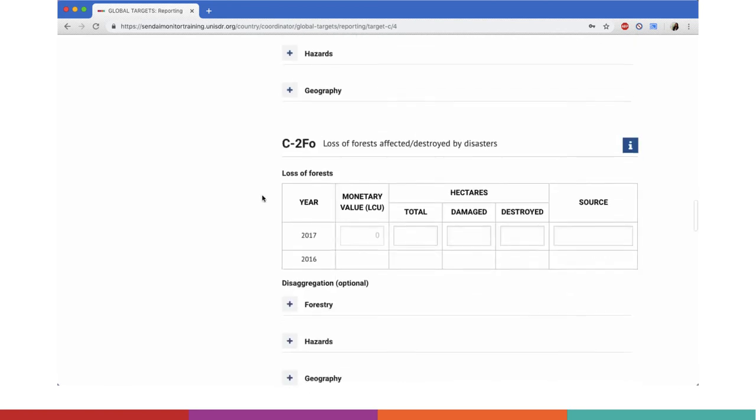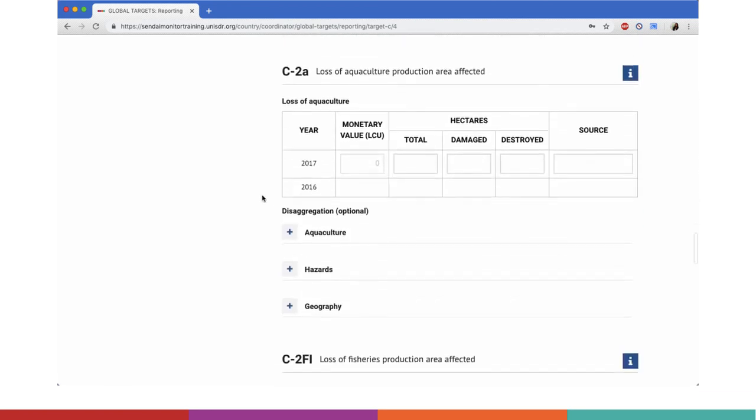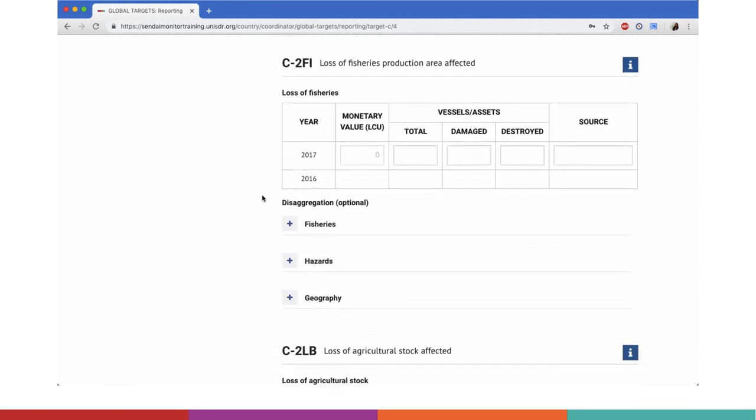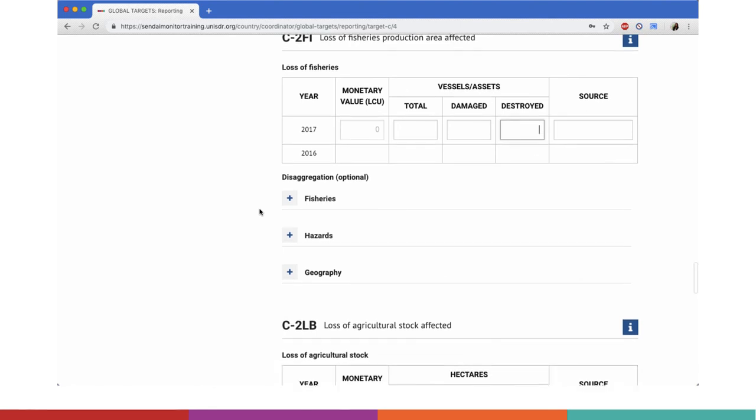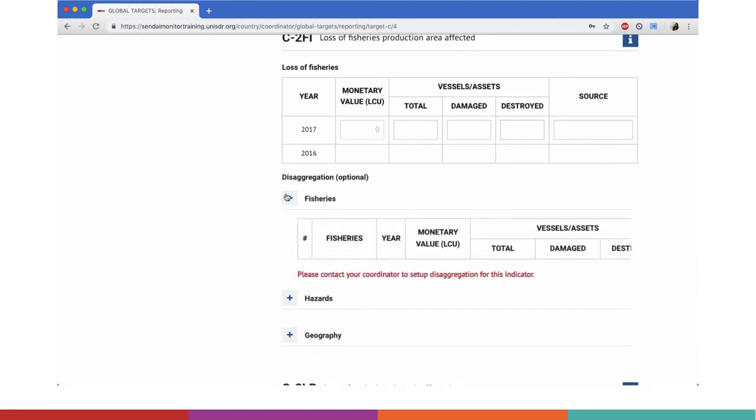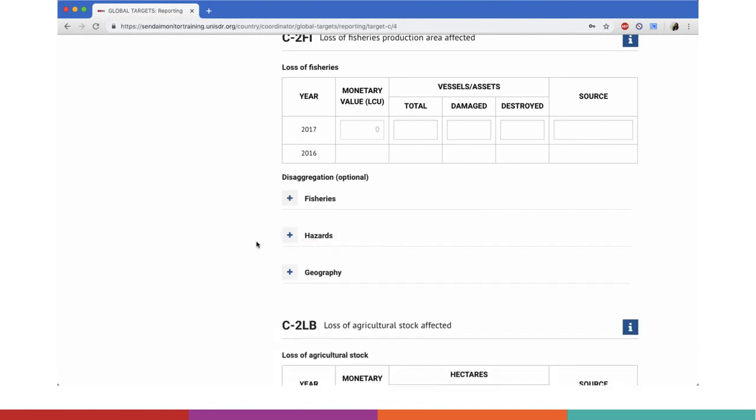Reporting for subsectors forestry, aquaculture, and fisheries follows the same manner of reporting. Enter the number of total damaged and destroyed hectares or other unit in the boxes for each sub-indicator. Disaggregation for each of these sub-indicators is recommended.